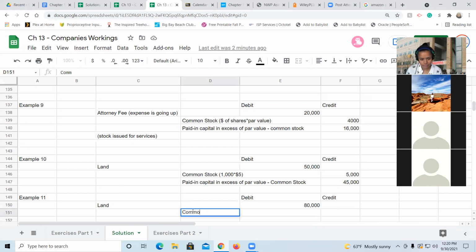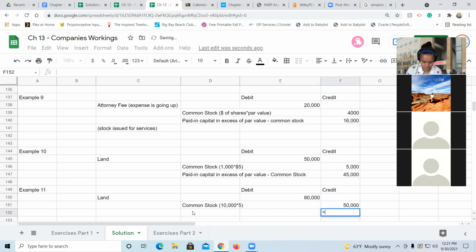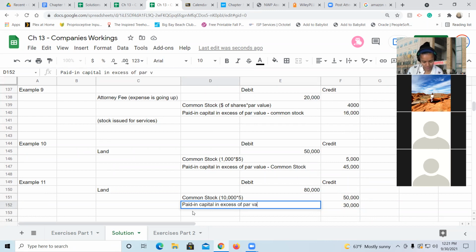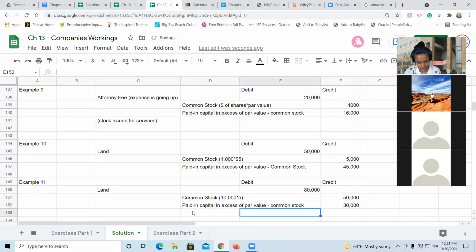And for common stock and paid in capital, it would be 50,000 and 30,000 in credit. So it's 10,000 shares. It was a $5 par, right? Yes. So it's 50,000 for the common stock, and then as usual, the excess is the plug number to balance the dollar amount of debits and credits, and you're saying this is paid in capital in excess of par value on the common stock, 30,000, all right?